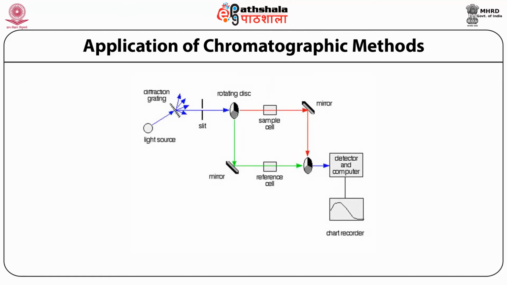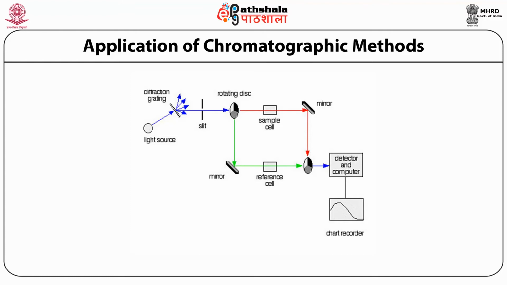Here is the schematic representation of the UV visible spectrophotometric technique, in which the deuterium lamp or the tungsten lamp is used as a light source of UV visible range. Then this light passes through the diffraction grating or the monochromator, which absorbs the other irradiated light, and only the desired wavelength passes through the reference cell or the sample cell.